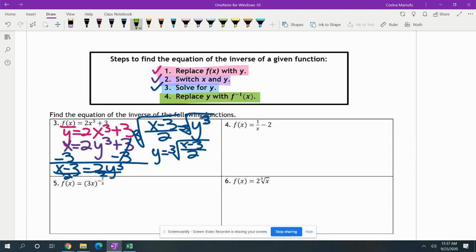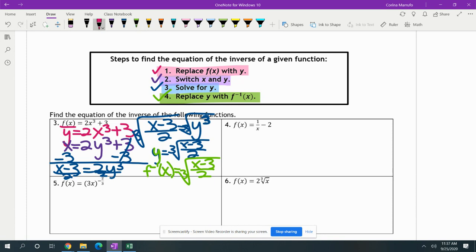So then our last step is to replace y with f inverse of x. So that's what I'm going to do here. Instead of y, we're going to replace it with f inverse of x. So this is saying the inverse function of this one is the cube root of (x minus 3) over 2. Okay, so if you didn't understand that time, we are going to do this 3 more times.